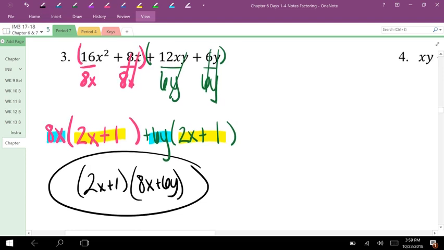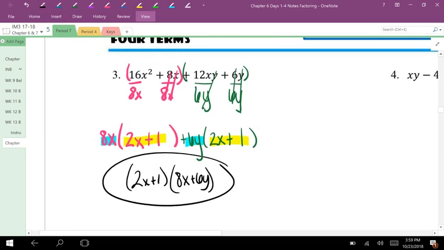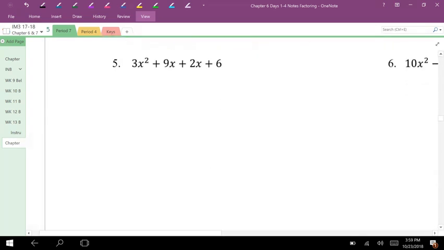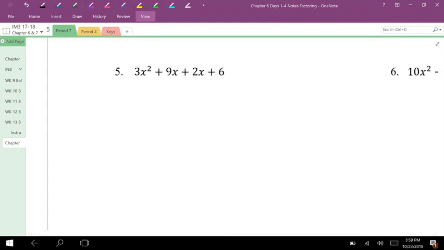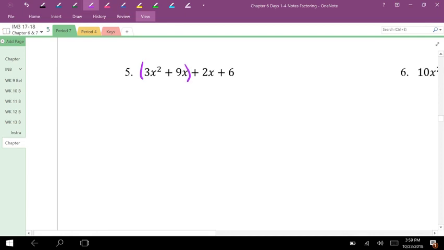Okay, so we're going to skip to the next page because 4 is very similar. And I'm going to do a couple more with you, and I feel like you're going to do just fine. So we're going to go ahead and scroll down here to the number 5. The first step always is to group the first two, group the second two. Remember to include that plus sign with the 2.